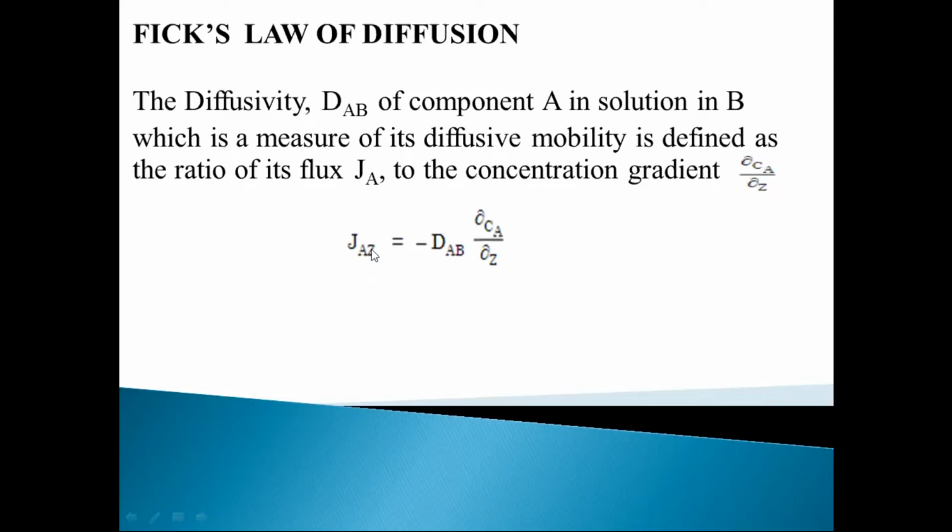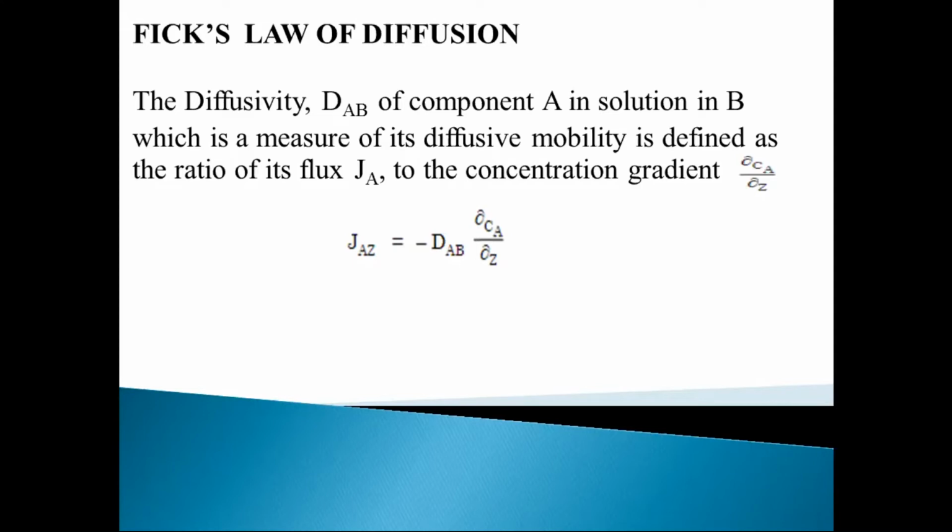What is the meaning of Z? It is the Z direction. It can be explained in terms of the X direction: JX is equal to minus DAB dCA by dx. But here it is defined in the Z direction, so JAZ is equal to minus DAB dCA by dZ. So it is the ratio of JAZ to dCA by dZ. What is the meaning of JAZ here? What is the meaning of DAB? What is dCA by dZ?